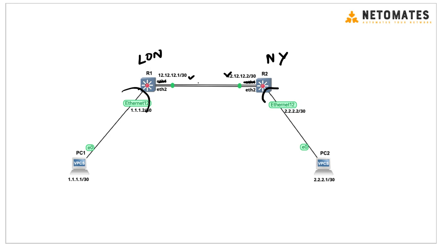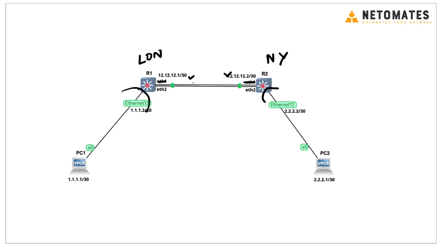Physical links can go down at any time due to damage to the physical infrastructure, or ports going into a shutdown state, or whatever the reason. If this Ethernet 1 link goes down, it will be a huge impact because the London and New York offices cannot communicate with each other.